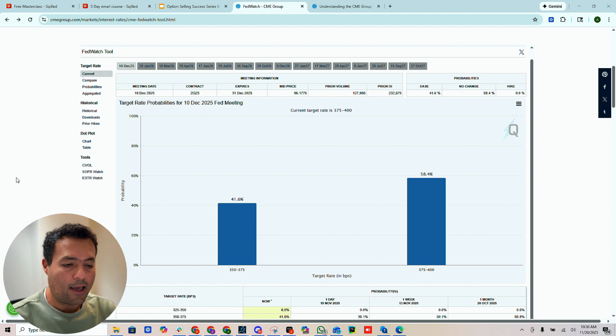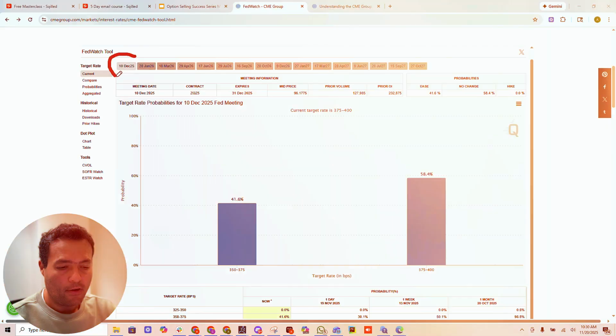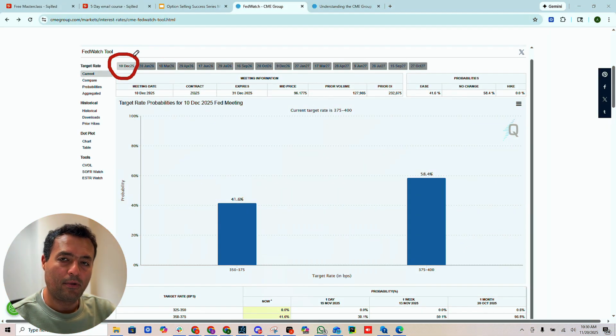First of all, let's look at how this number is made up. How is the tool calculating the probabilities of this rate decision? First of all, you select the upcoming meeting, which is the 10th of December, only 20 days out. You can go on this link and check everything there. The next thing is the contract ticker called ZQZ5. Now we'll go in the broker platform and I'll show you that. It expires on the 31st of December.